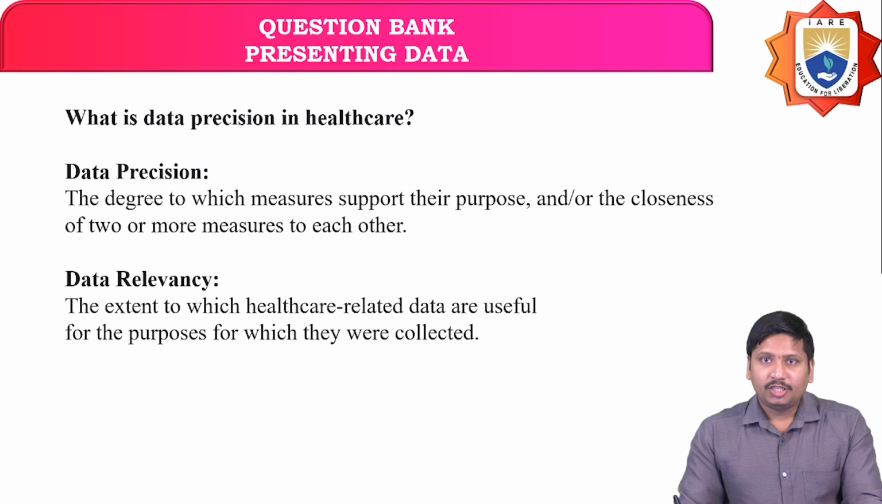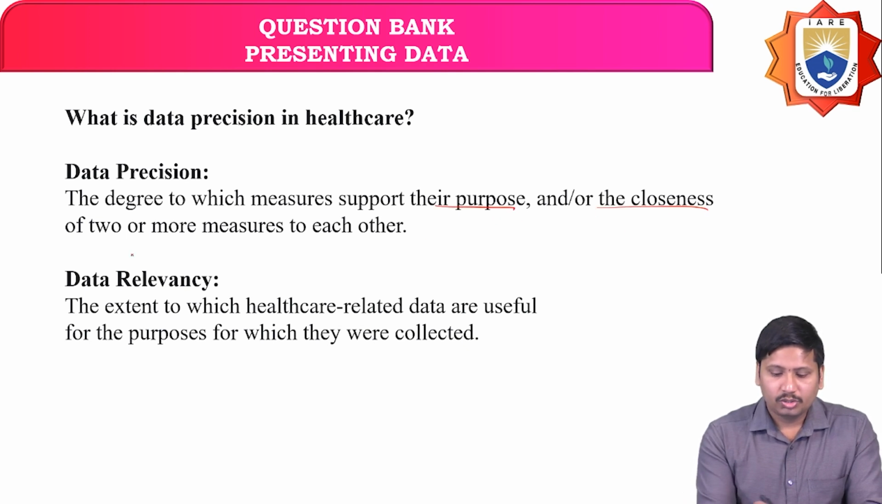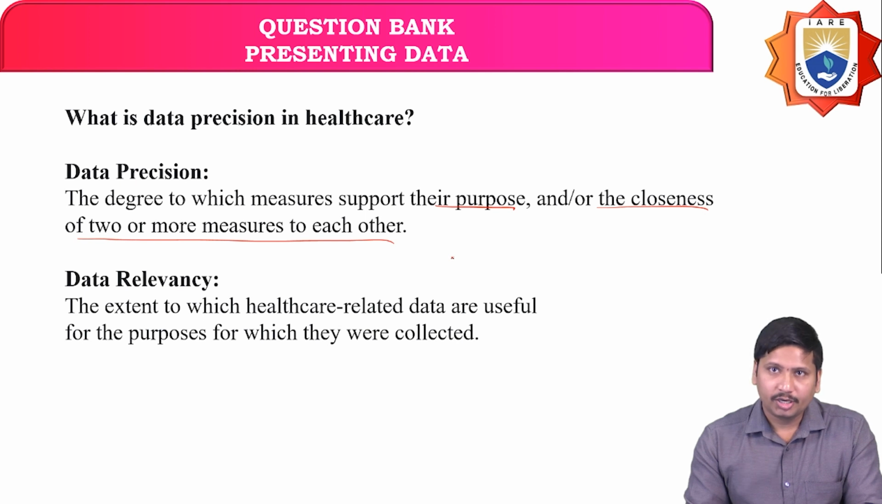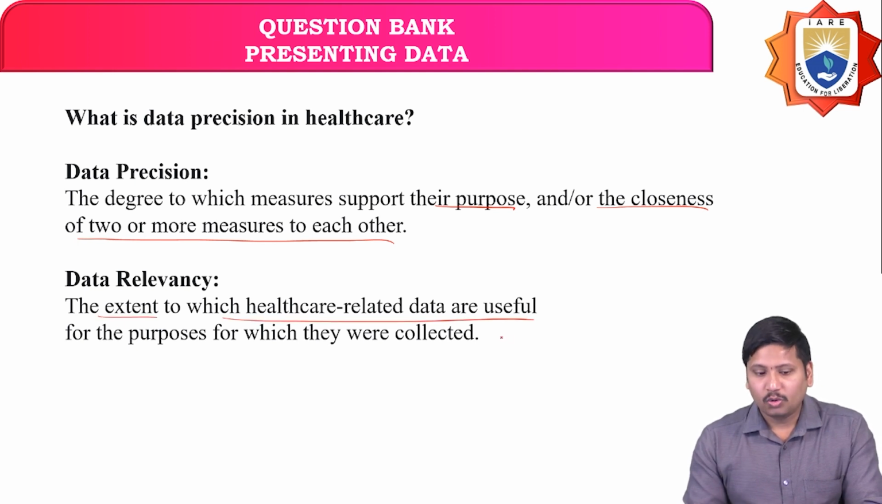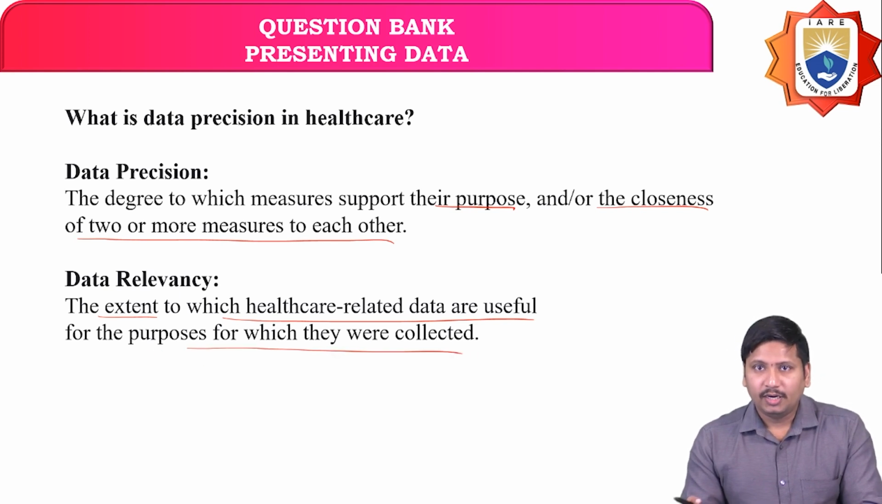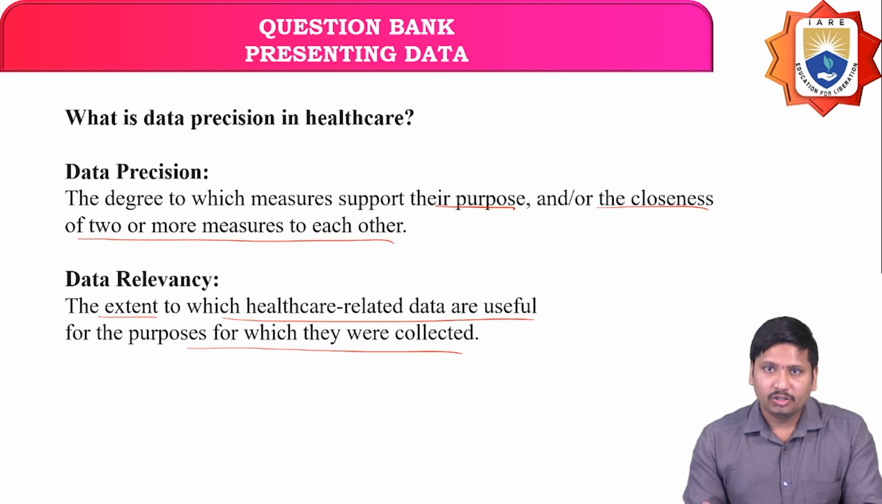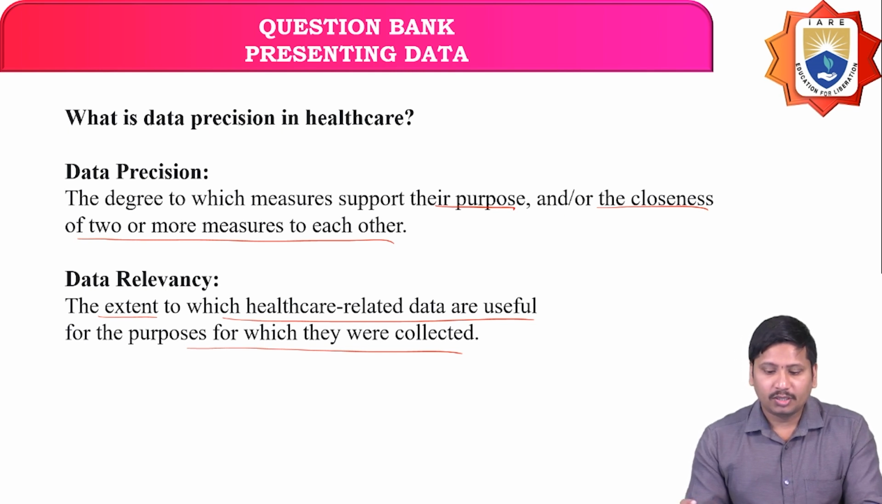And next, what is data precision in healthcare? Let me define that. Data precision means the degree to which the measures support the purpose, or the closeness of two or more measures to each other. That is data precision if I consider healthcare as an application. Data relevance is the extent to which the healthcare-related data are useful for the purposes for which they were collected. And data precision is that which supports the purpose and closeness of two or more measures.